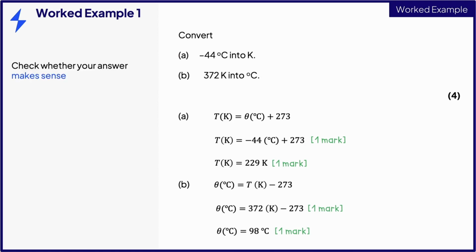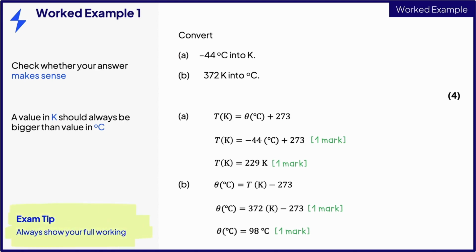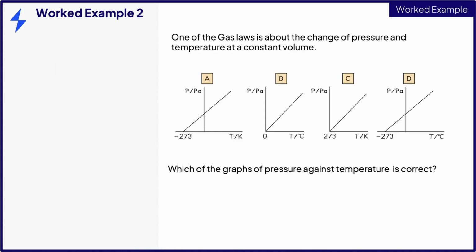Let's check whether our answers make sense. The value in Kelvin needs to be positive, so A looks okay. Let's say for part A you accidentally take away 273 from minus 44. This gives minus 317 Kelvin, which is far below absolute zero, so this is not possible. The value in kelvins will always be more than the equivalent value in degrees C, and vice versa, so B also makes logical sense. Always show your full working for all calculations in your exam. This is so you will be awarded method marks.